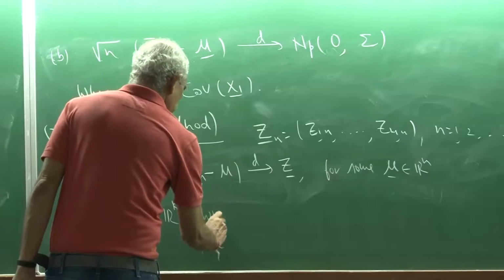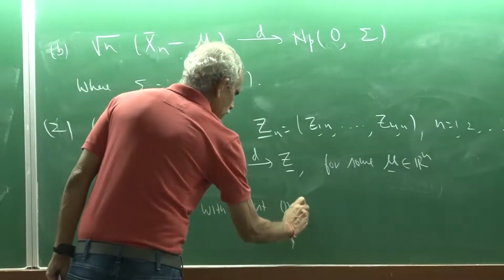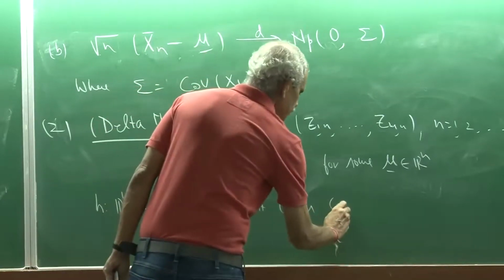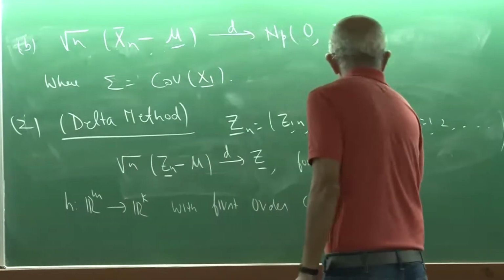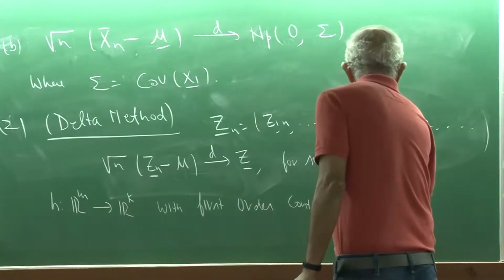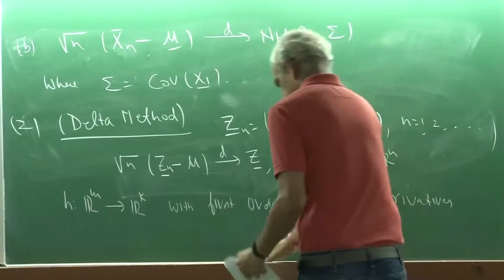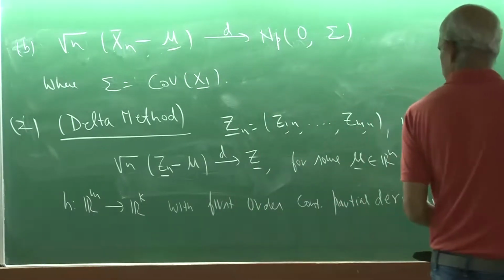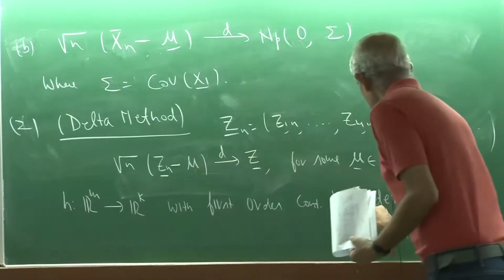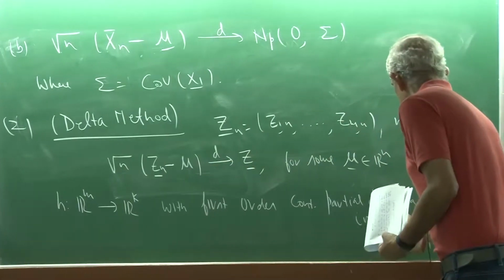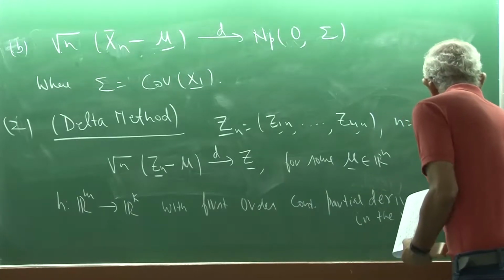With first order continuous partial derivatives. So my function h is such that it has continuous first order partial derivatives. Of course, I just need continuous partial derivatives in the neighborhood of mu. NBD means neighborhood of mu.